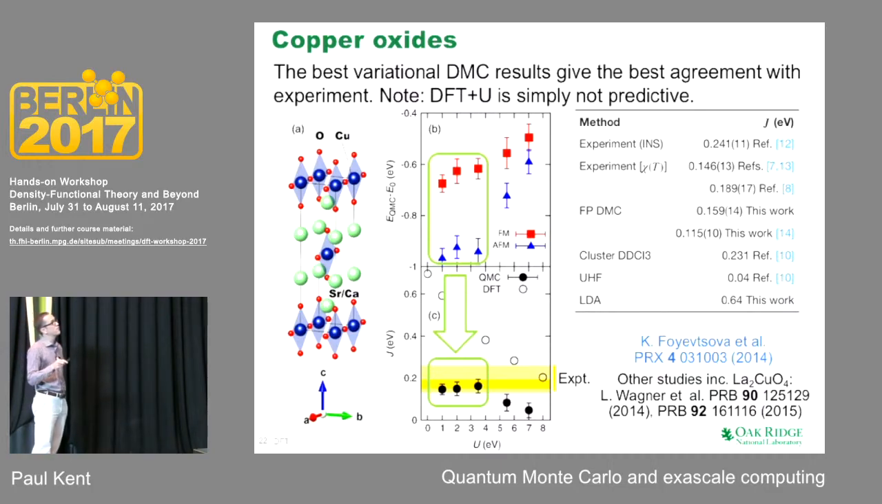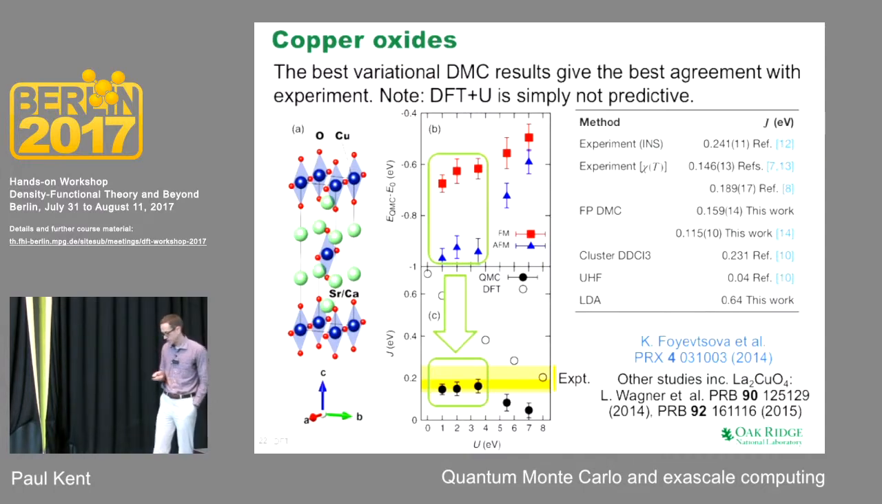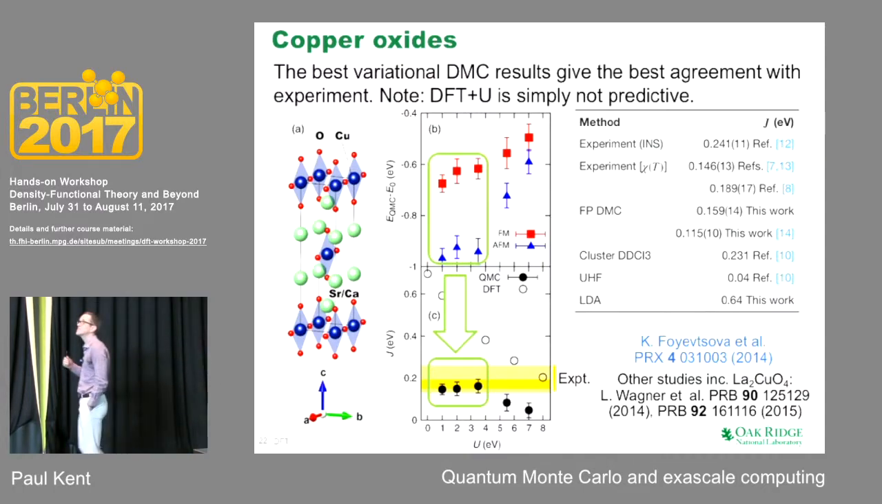So then we take the difference, and this is our calculated exchange coupling around here, and this yellow bar indicates the experimental range from neutron scattering. And so we see that the best diffusion Monte Carlo results, which we know from the variational theorem, actually have the best agreement with experiment.